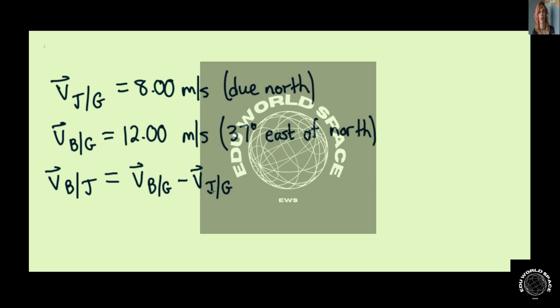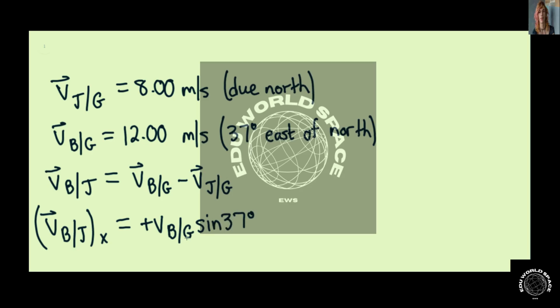And so we can then say that the velocity of the ball relative to Juan in the x direction would be equal to the positive velocity of the ball relative to the ground multiplied by sine of 37 degrees, because in the x direction, the velocity of Juan relative to the ground has no component in the x direction. So this is going to be equal to 7.222 meters per second.